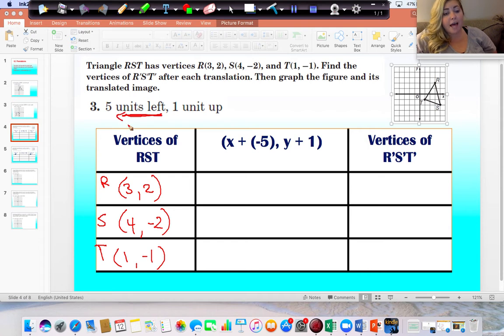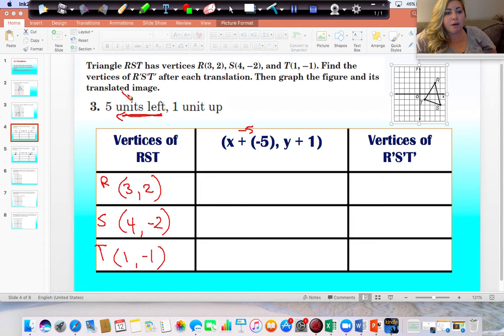When we move to the left, we have to move negative, right? So we are adding -5 to it, or you can also think about this as subtracting 5. So if we're moving left, we're subtracting 5. If we're moving up, we're adding. If we're moving down, we're subtracting. And if we're moving right, we're adding. So we're moving left and up.